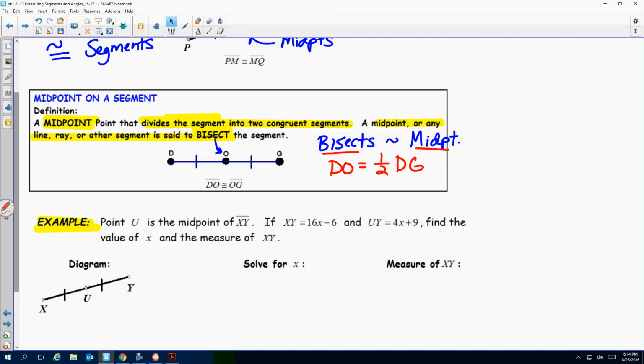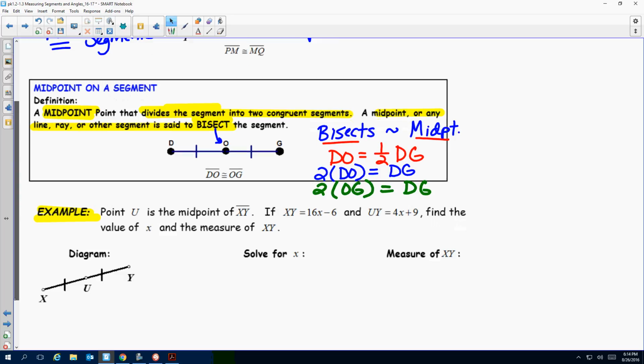I could think that. I could also go backwards. Instead of saying half, I could say, if I double DO, if I double the divided segment, it will equal the whole segment DG. And that is true also for OG. Some of you have some OGs, maybe not, probably not. So I can say 2 times the segment OG will equal the whole segment DG. So add that to your notes, get that down.